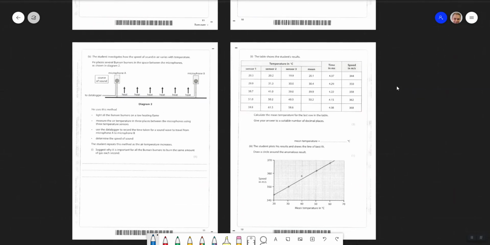measurements. Right, the student investigates how the speed of sound varies with temperature. He places several Bunsen burners in the space. He lights all the Bunsen burners on a low heating flame. Measure the air temperature in 3 places using 3 temperature sensors. Use the data logger to record the time taken for a sound wave to travel. Determine the speed of sound. The student repeats this method as the air temperature increases.